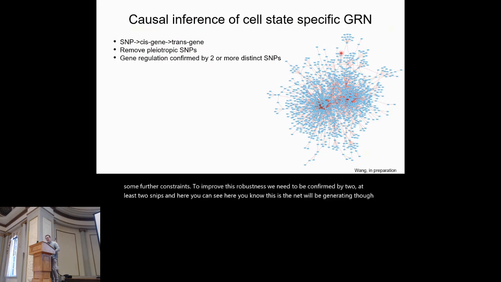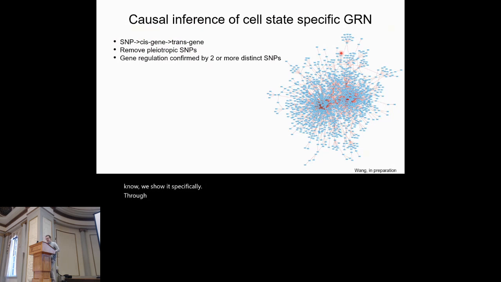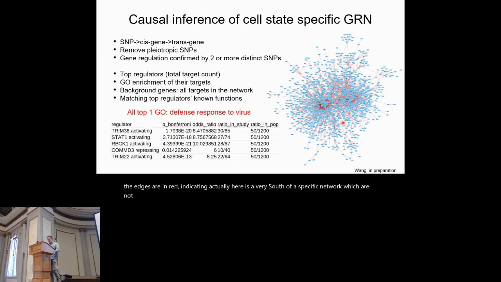You have a lot of genes, and it's hard to interpret. But here we show it specifically for the flu virus activated CD4 positive T cells. These edges are shown in red, and the ones shared with non-stimulated T cells are shown in black. And you see here, most of the edges are in red, indicating that this is a very cell-type specific network, which is not observed in other conditions.